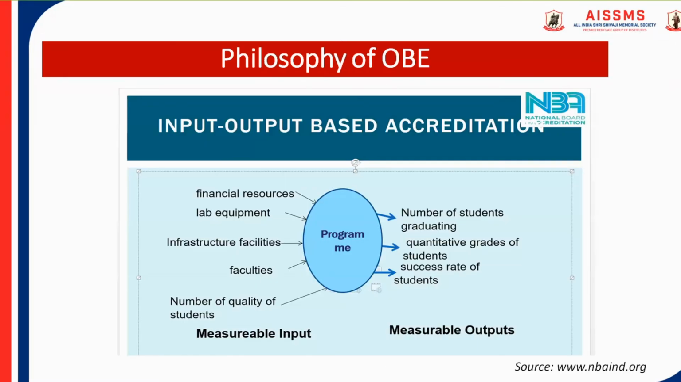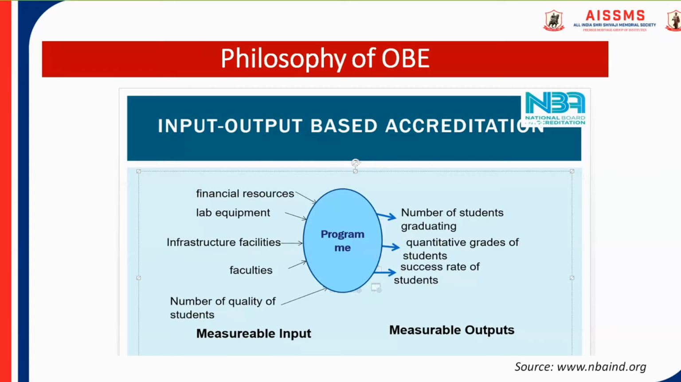What we are seeing on the slide is input-based accreditation. All of you are aware that for any program there are certain inputs, and the inputs which we have are mainly the financial resources, then the lab equipment or lab infrastructure, then the total infrastructure facilities, then the faculty who are a major contribution, and then the number of students. We call these the measurable inputs.